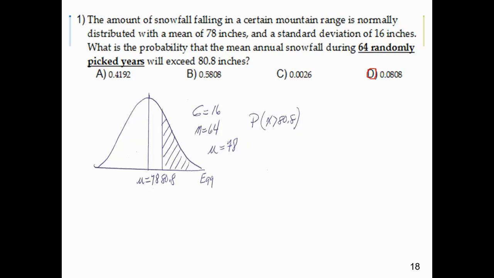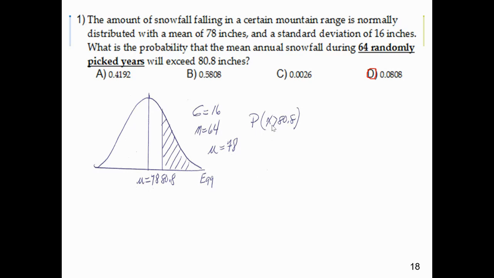All right, so I read the problem. I put it in bold here, 64. That's my n value. I drew my curve. We want the probability that the mean annual snowfall will exceed. Exceed means bigger than. So there's my mean, there's my 80.8. Exceeds 80.8 means to the right. There's my standard deviation. There's my n value, my 64.